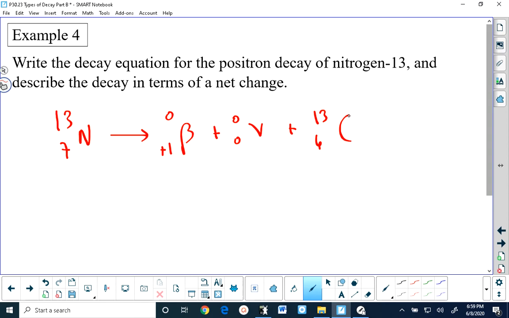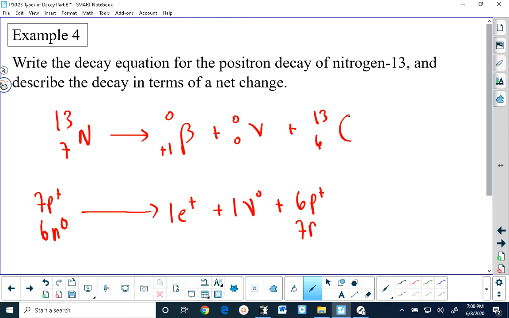Now, what is the net change that happens? We did what I'm about to do last time with beta decay. If I count the number of protons, I have 7 protons. If I take 13 minus 7, I get 6 neutrons. That changed to 1 positive electron plus 1 neutrino plus, what do we have over here? We have 6 protons, and 13 minus 6 is 7 neutrons.